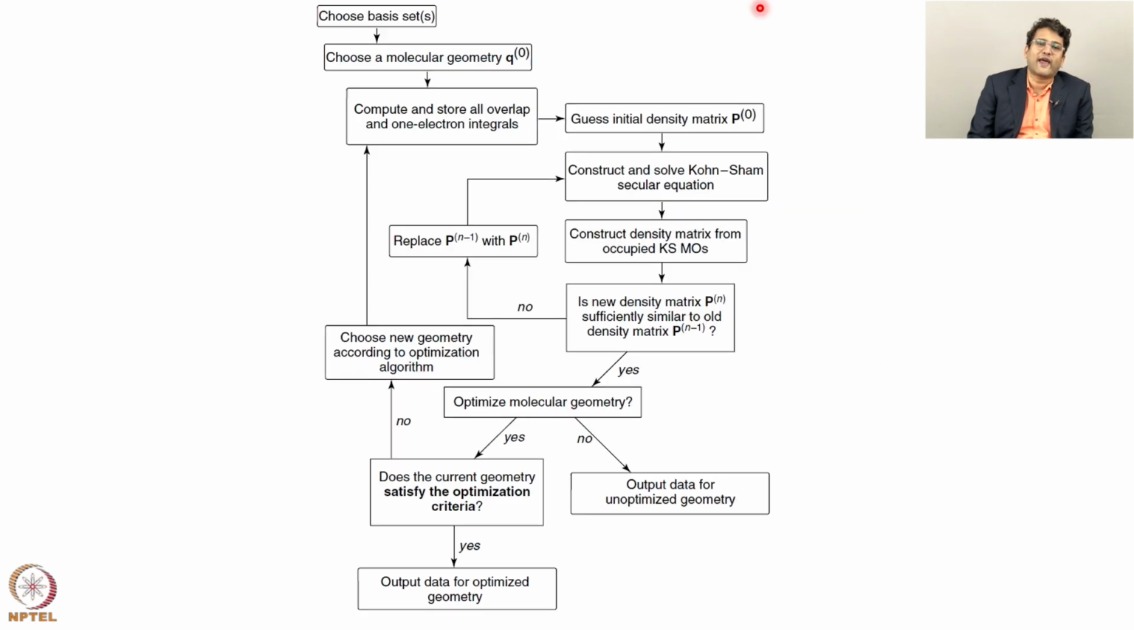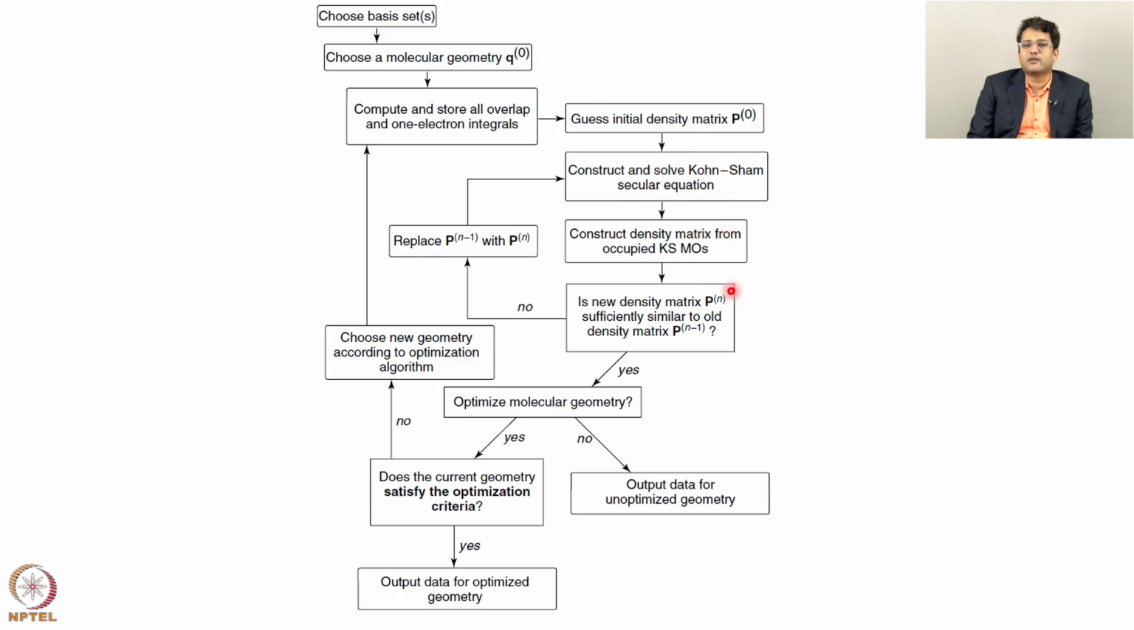Now, if I go to the algorithm and try to solve the SCF self consistency procedure, how will it go through? So, I will choose a particular basis set, I will choose a molecular geometry, compute and store all overlap and one electron integrals. Up to now, this is the same as Hartree-Fock. I will guess the initial density matrix P0, that is what we are also doing in the case of Hartree-Fock. So, I can use an H-core approximation, a completely non-interacting system. Then I will construct and solve the Kohn-Sham secular equations.